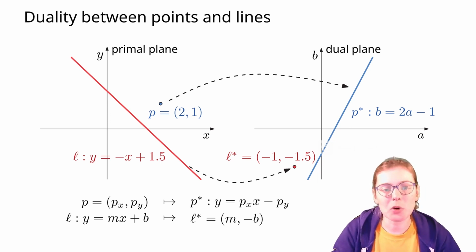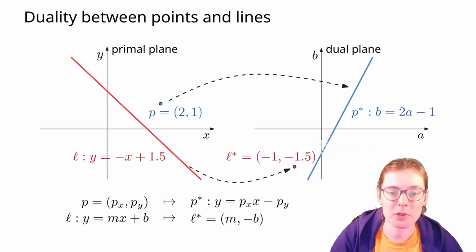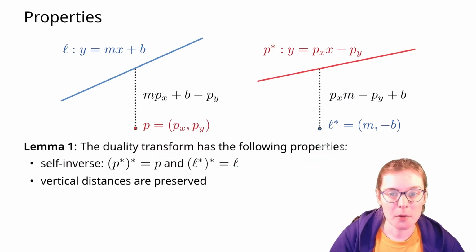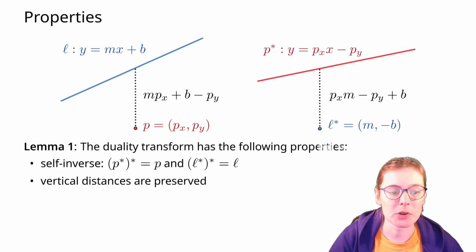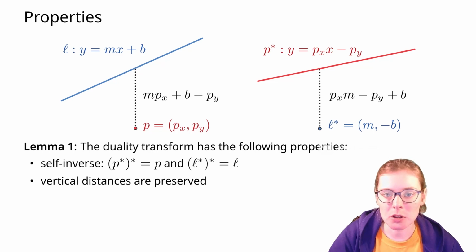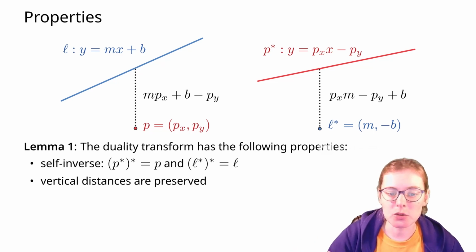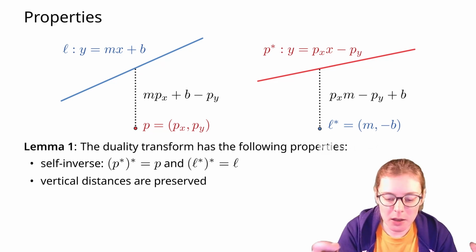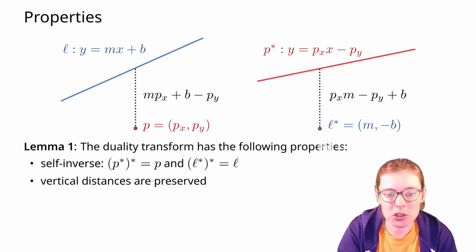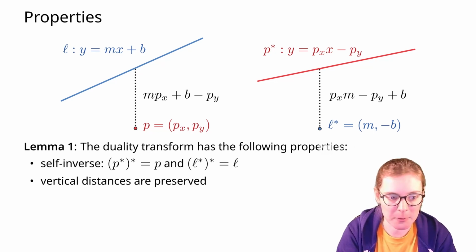Now let's see what kind of properties we can derive from this definition. By applying the definition, we can prove the following properties. First, the property of self-inverse. The dual of a dual point is the point itself, and the dual of a dual line is the line itself. So if we apply the dual transformation to a given plane twice, then we will obtain the same plane and the same objects in it.